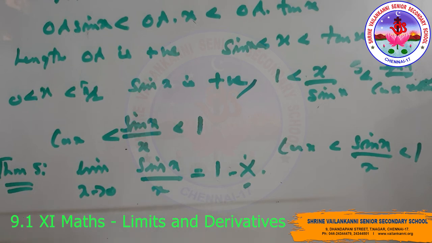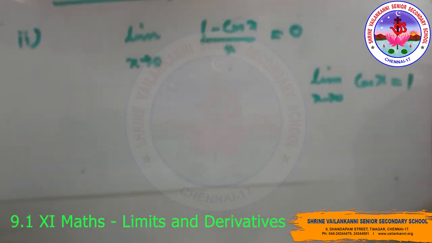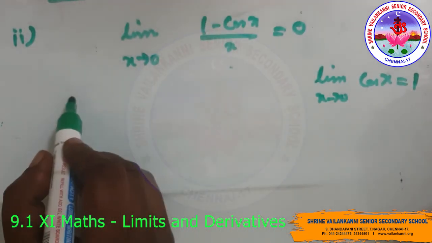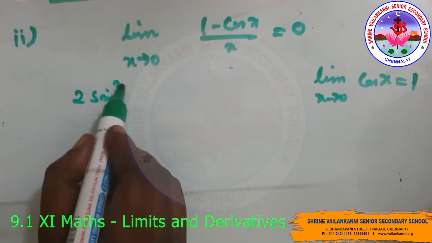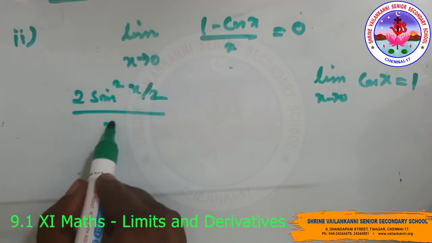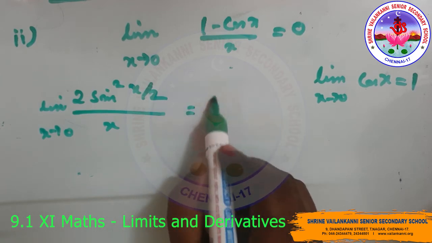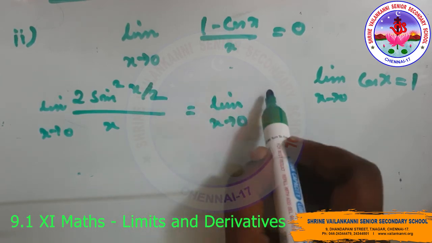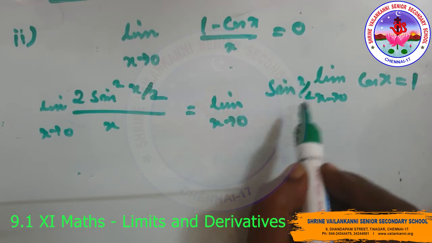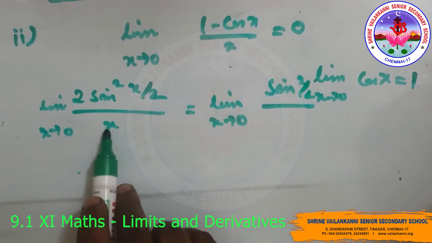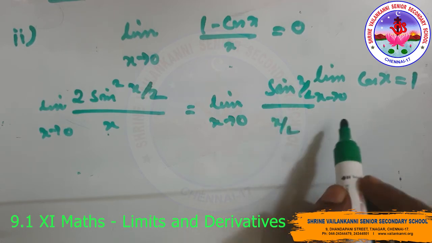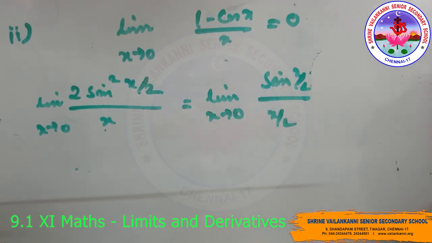Limit x tends to 0, sin x by x, which is equal to 1. Then the second result is limit x tends to 0, 1 minus cos x by x, which is equal to 0. Since limit x tends to 0, cos x equal to 1, 1 minus cos x is 2 sin square x by 2, by x. Limit x tends to 0, which is equal to limit x tends to 0, sin x by 2 by x by 2 into sin x by 2.